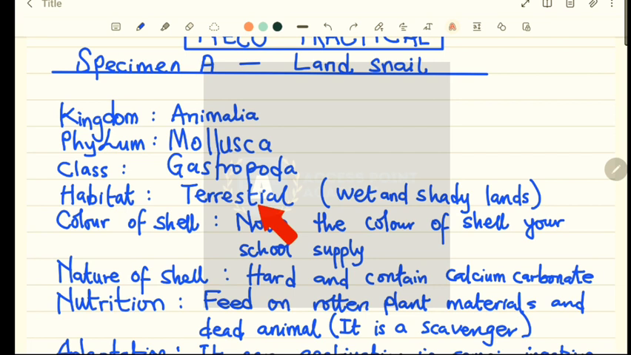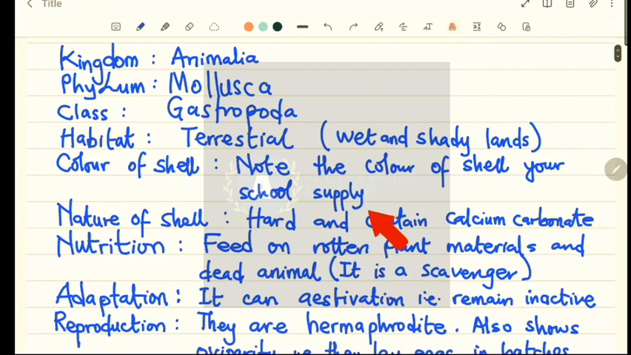Then is the habitat. The land snail, as the name implies, has a terrestrial habitat, but basically lives in shady and wetlands. So, color of shell. The color of shell depends on the kind of specimen you are given in school, so you write a color that ranges from brown to depending. There are different species of the land snail anyway. So what's the nature of the shell? For the shell, it is hard and contains calcium carbonate.